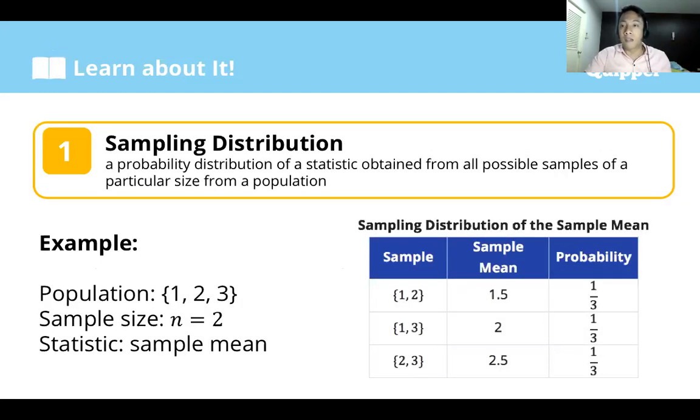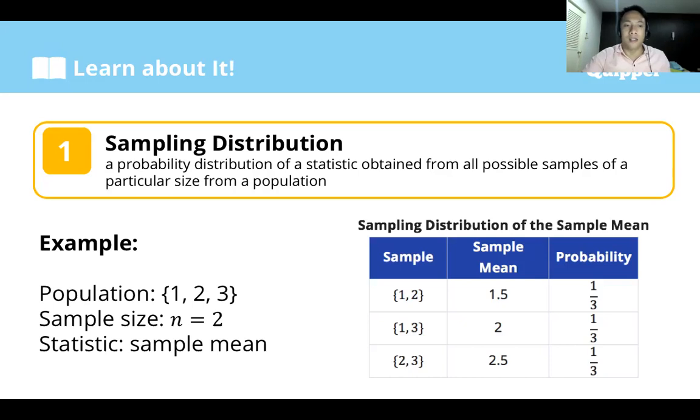This is the definition of the sampling distribution. It says here, it is a probability distribution of a statistic obtained from all possible samples of a particular size from a population. So we already separated the sample from the population.